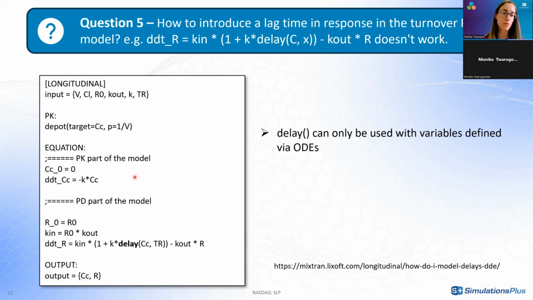So this is a constraint of the delay function, which is a macro provided in Mlxtran that defines the variable that is given as argument with a delay. And here the delay is TR, it is estimated as a parameter. But the variable given as first argument has to be defined with an ODE. It cannot be defined with a macro or with a direct equation. And this constraint is specified in the documentation page for the delay function.